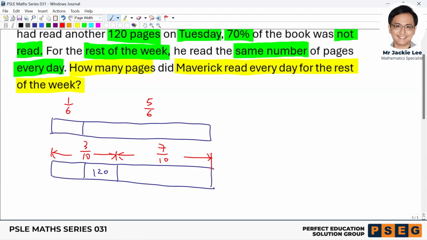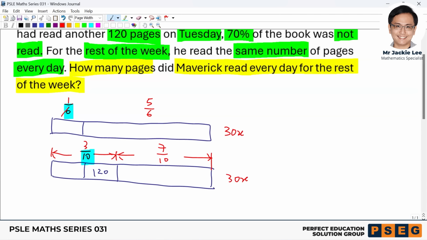Now maybe perhaps we try to turn them into one ratio. So what we need to do now, I think we look at the denominator. So denominator 6 versus 10, right? So we look for the LCM, the least common multiple. I think between 6 and 10 it is 30, right? Okay, 30. So what we are going to do now is change this. For example, the whole book is 30x.